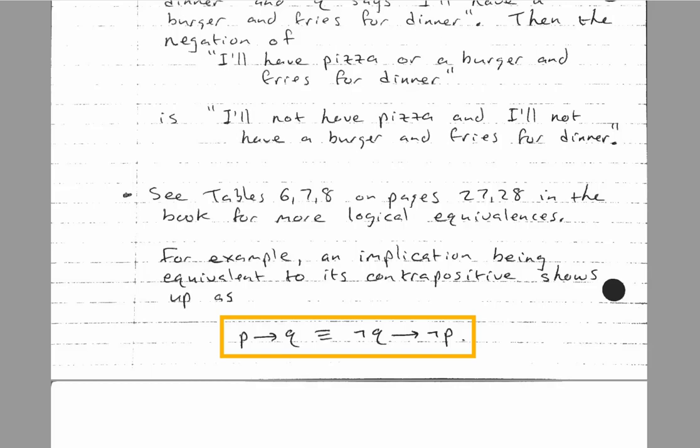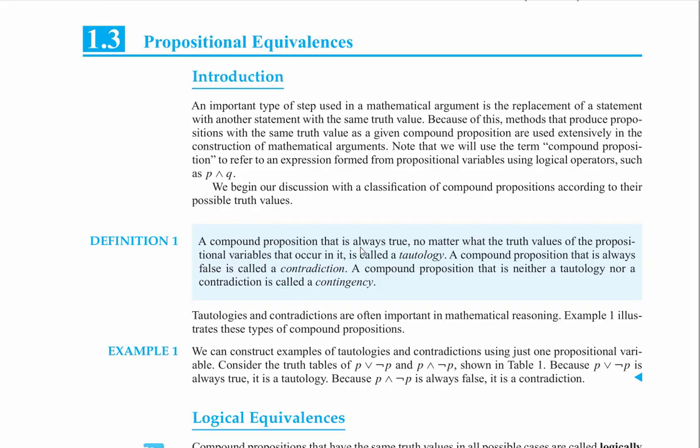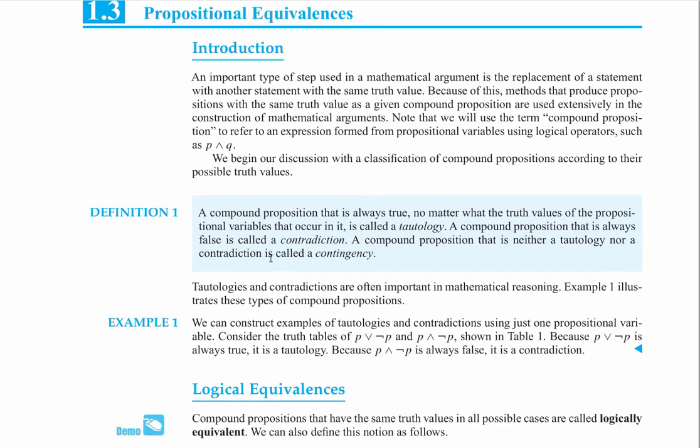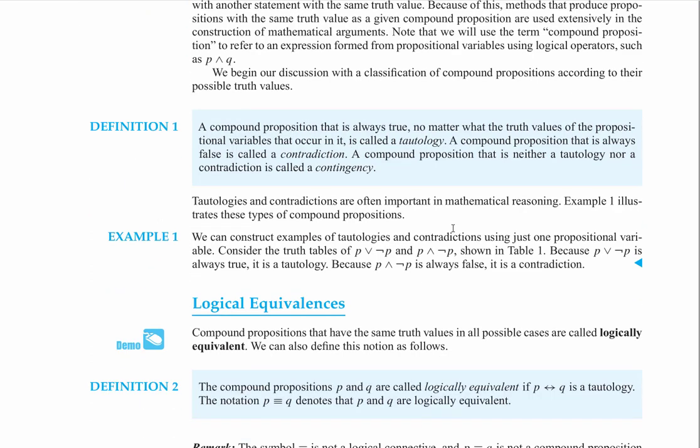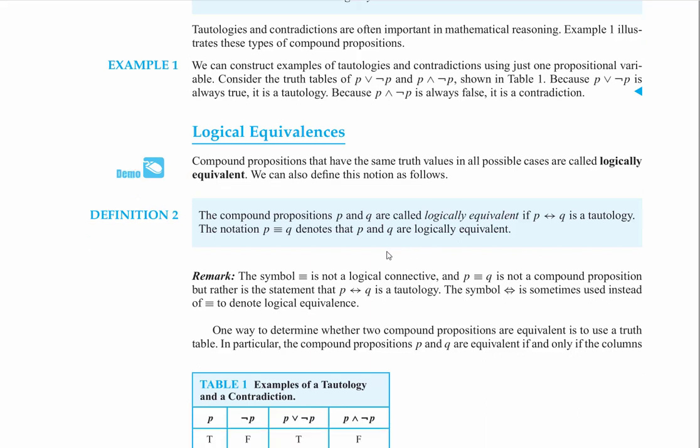Yeah, in the book there are a whole lot more of these equivalences. Okay, yeah, so again, we're just following this section. So tautologies, contradictions, contingencies. Tautology is always true, contradiction is always false. And two compound propositions are logically equivalent. That means that P, if and only if Q, is always true.